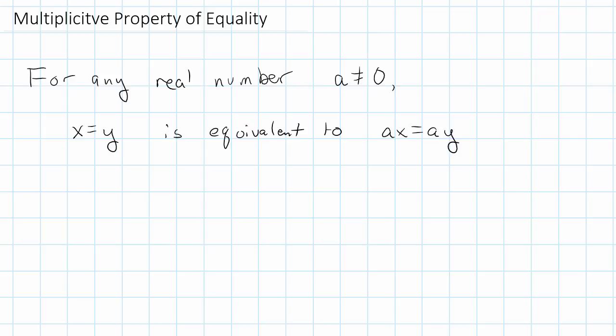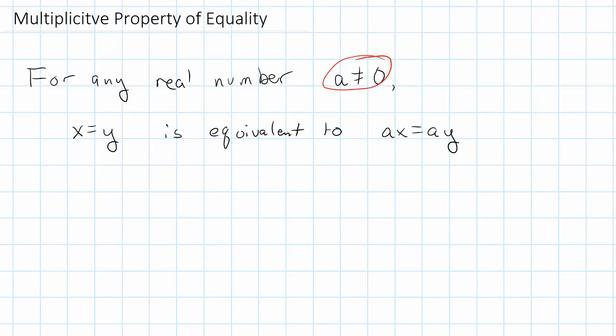Equality has a property for multiplication that's very similar to the one with addition, but there's one small warning. For any real number a that's not equal to 0, the equation x equals y is equivalent to the equation a times x equals a times y. Notice, this only works for numbers that are not 0.